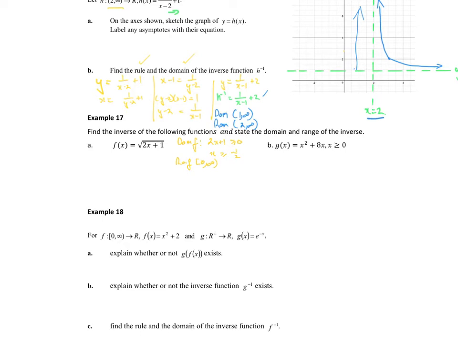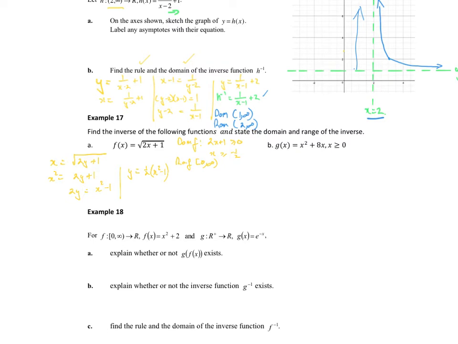All right. So now let's find the inverse. So I swap the x and y. So I'm going to write x is equal to the square root of 2y plus 1, square both sides. x squared is equal to 2y plus 1. 2y is equal to x squared minus 1. So then y is equal to 1/2 of x squared minus 1.